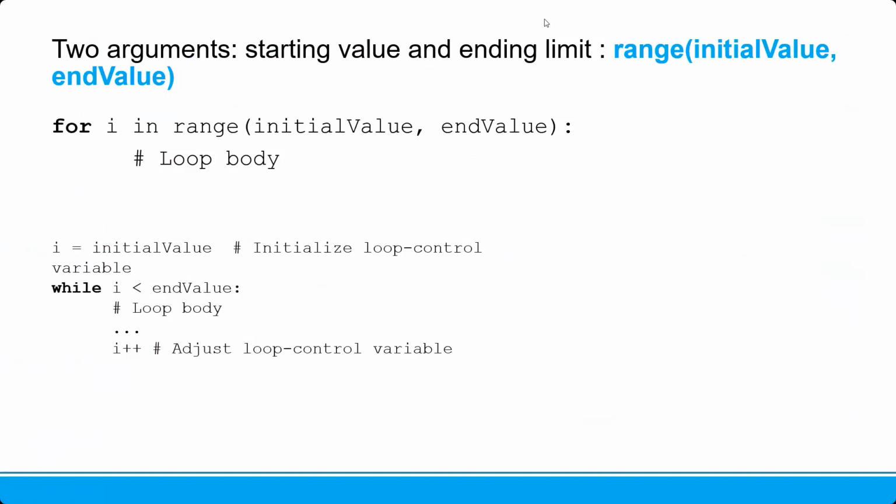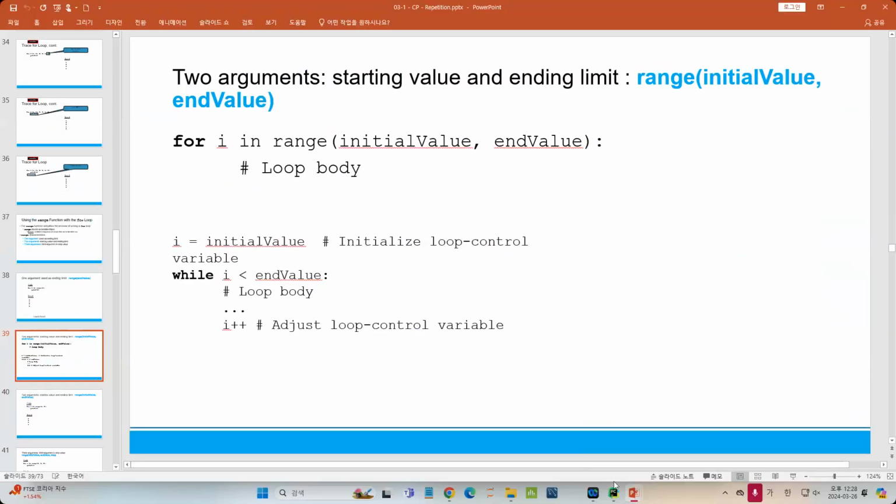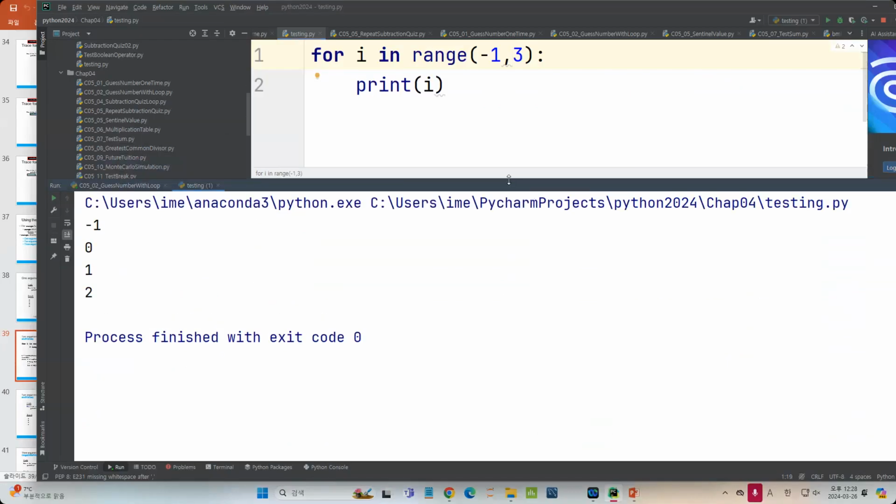Now I have this kind of statement with for. How if I want to make this with while? So let's say I want to print from minus 1 until 2 using for loop. And let's change this statement using while. How can we do it with while?